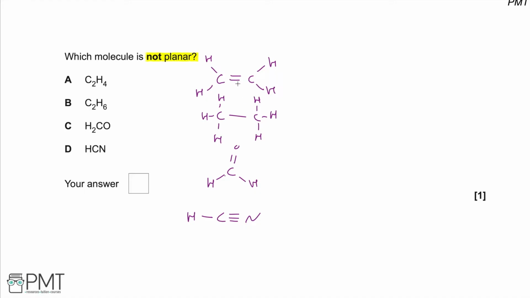These tend to make molecules planar, so for instance in ethene, the bond angle around all of these is 120 degrees and the molecule is completely flat. The same is true in methanal, and hydrogen cyanide is linear, so this is 180 degrees here. So the answer here is going to be the ethane. It's because we have these tetrahedral shapes around each of the carbons, which is going to make them non-planar.